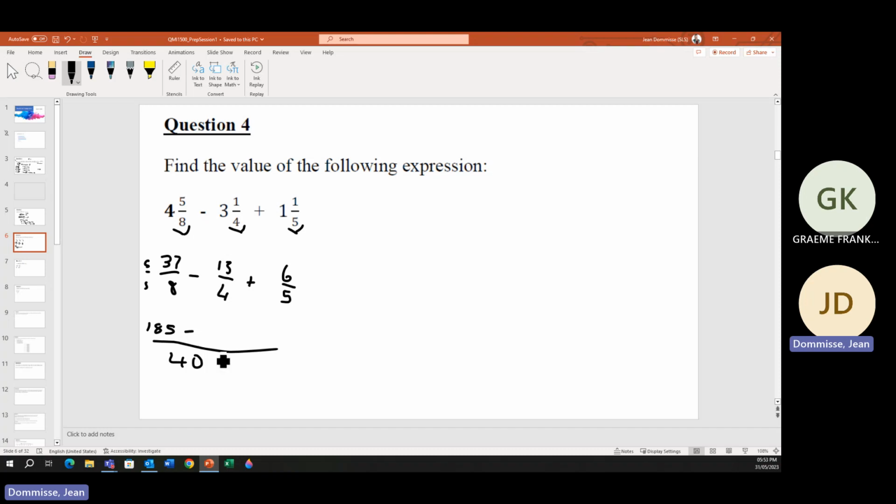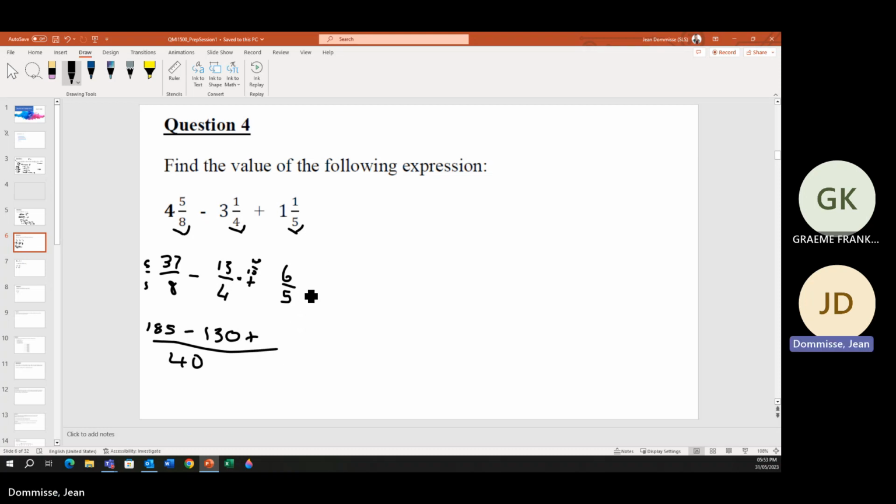Then I need to subtract 13 over 4. So to get to the 40, I need to multiply by 10 over 10. So 4 times 10 is 40. 13 times 10 is 130.